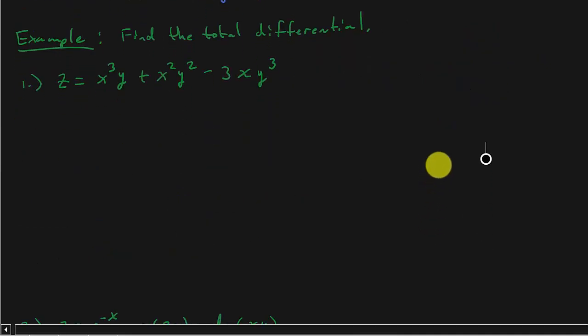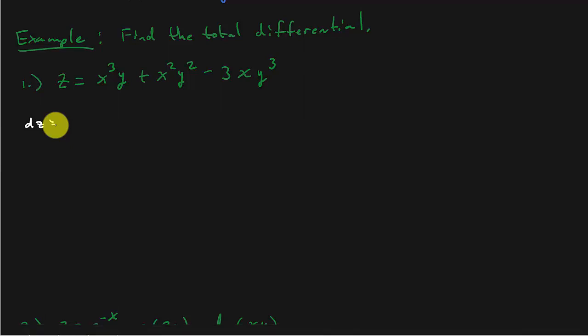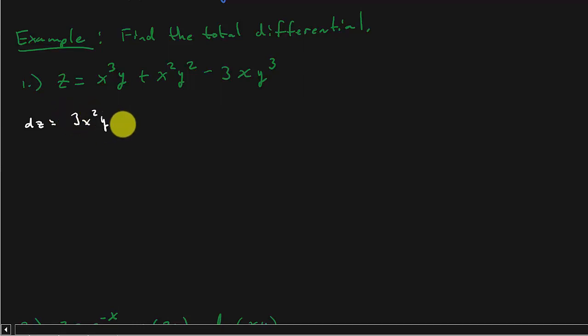Find the total differential. We get dz equals, now we take the partial with respect to x, so we treat y as a constant. That's going to be 3x squared y plus 2x y squared minus 9, minus 3y cubed. The 3 comes down, subtract 1 from the exponent. The 2 comes down, subtract 1 from the exponent. And this is just an x term, so the 3 and the y cubed is a constant, so that's just 3y cubed. And then all of that is times dx.